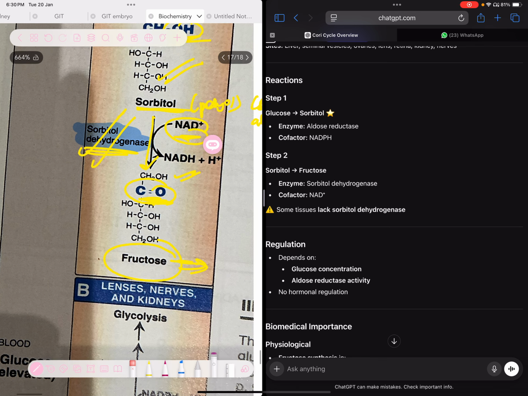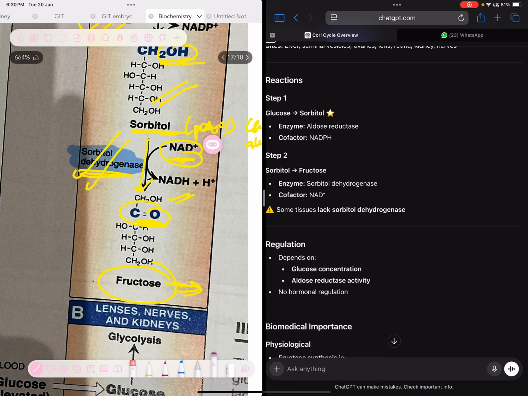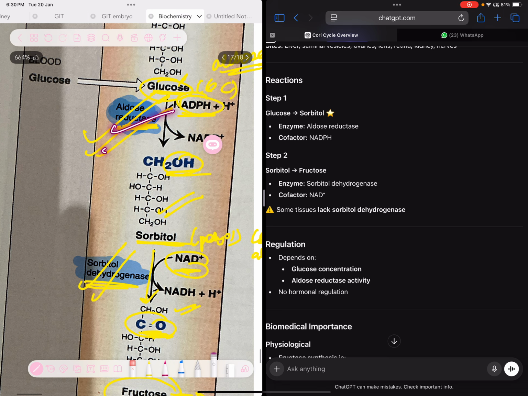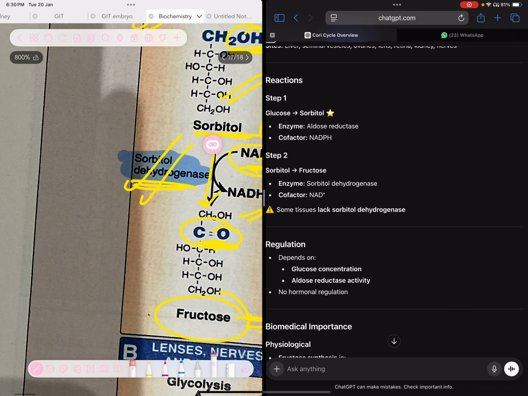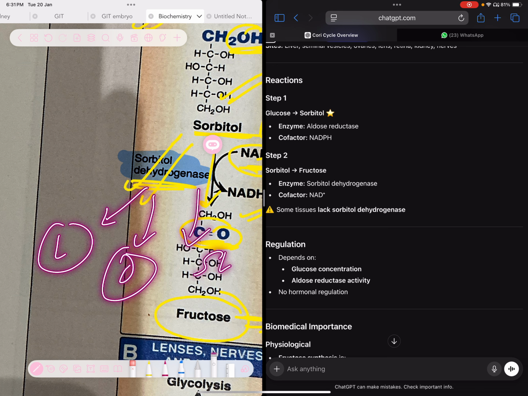Aldose reductase is the enzyme, and other than that, this enzyme is present in the retina, lens, kidneys, peripheral nerves, ovaries, and seminal vesicles. But sorbitol dehydrogenase is present in only three places. One is the liver, the other is the ovaries, the other is the seminal vesicles.